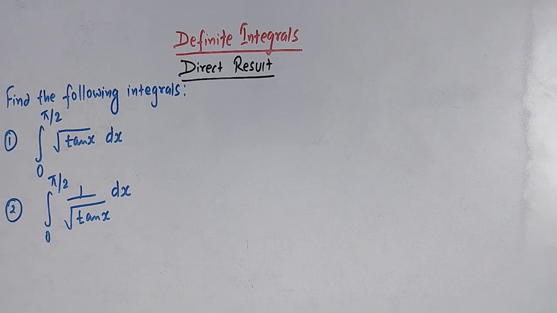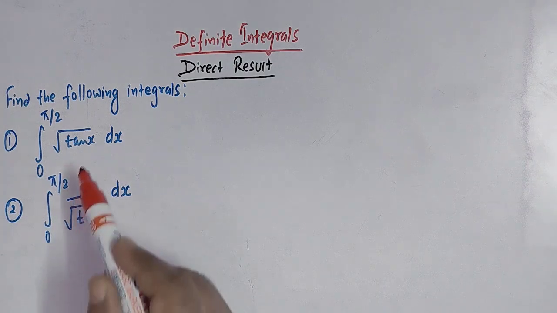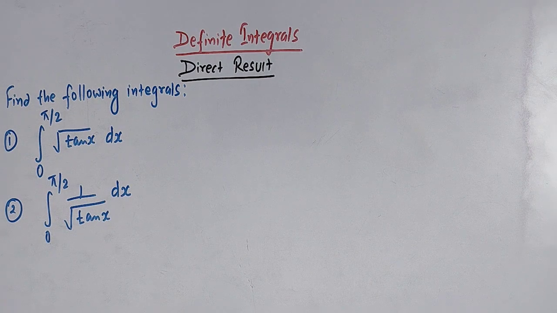Now if we follow the usual method of evaluating these two integrals, then we can make use of the concept of gamma function to get the values of these two integrals. But here we'll make use of the direct result.